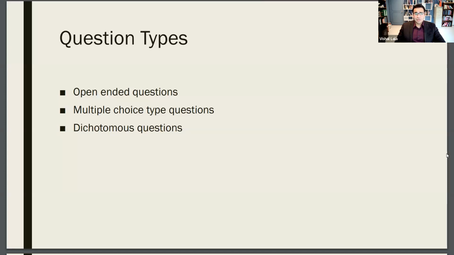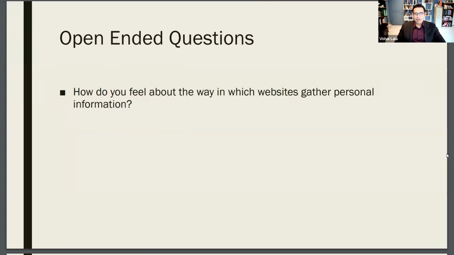Moving along now to form of response. There are many question types you can have. We've seen many types before already. Let's examine a few more here. Broadly speaking, open-ended, multiple choice, or matrix-style questions, and dichotomous questions. An open-ended question could look like this. How do you feel about the way in which websites gather personal information? An open-ended question is one where respondents have to type in a lot of information in response to a question.